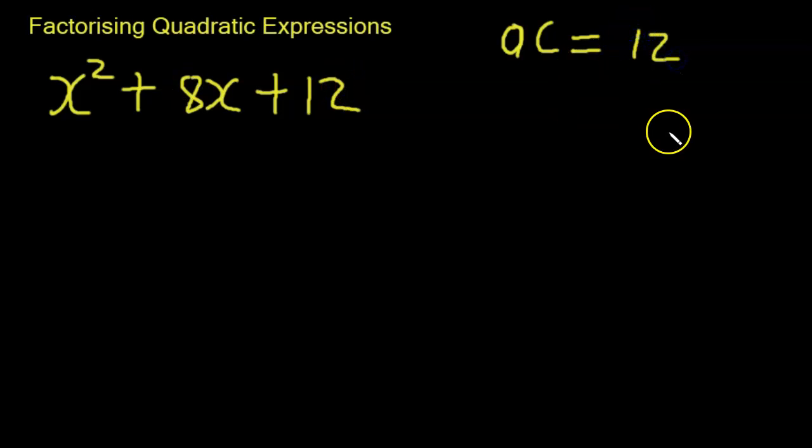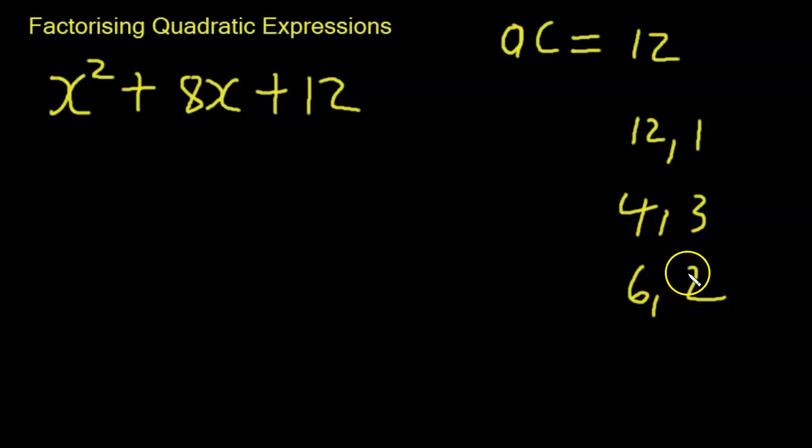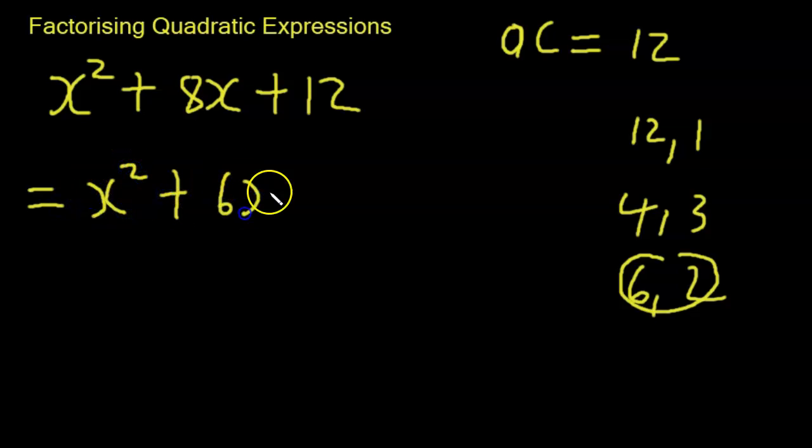1 times 12. So we write down all the sets of values that multiply to give 12. Obviously 12 times 1. Any number times 1, you get back the number, right? What else multiplies to give 12? 4 and 3. What else? 6 and 2. Any other pair of numbers that multiply to give 12? Can't think of any. So which of these pairs of numbers add to give 8x? 6 and 2. And so we rewrite the 8x using 6x and 2x.